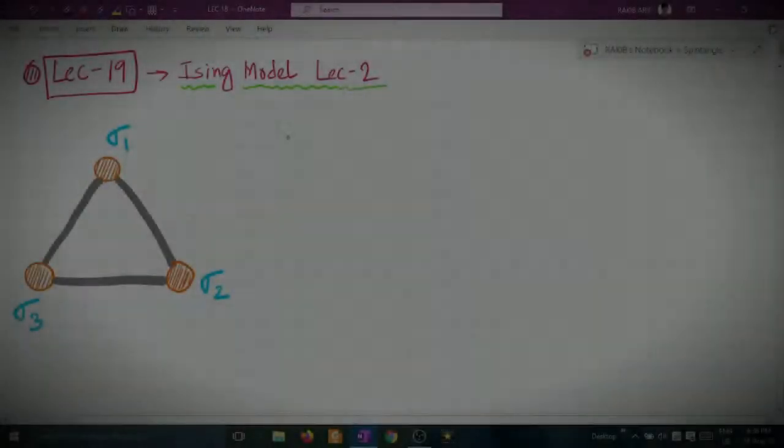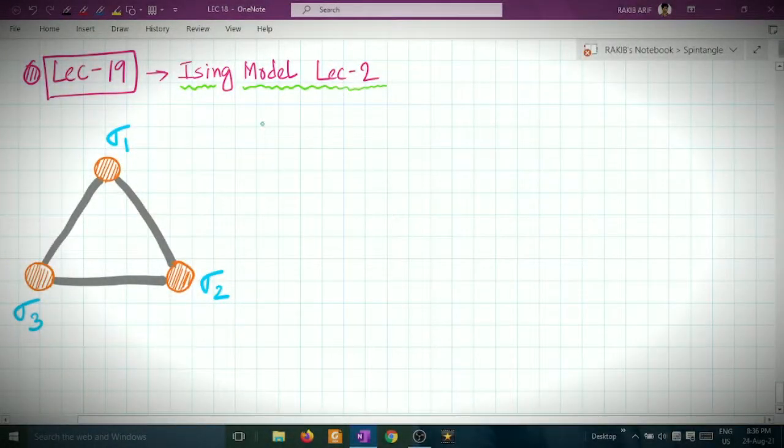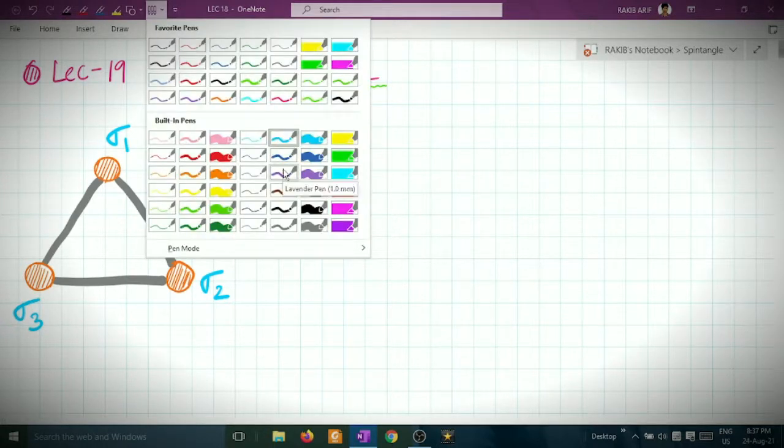Welcome to Spintangle. This is lecture 2 of the Ising model, that is lecture 19 of our statistical mechanics series, in which we will be discussing a very special problem. By this problem, we will understand the Ising spin and the type of problems that could be asked in various examinations. So let's move on to the problem.